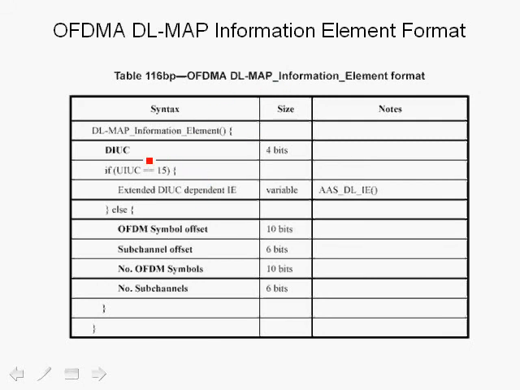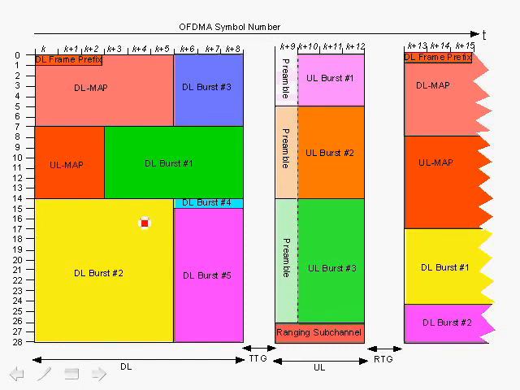This is the format, and basically it's set up as follows. Of importance is the information down here, where the OFDM symbol offset is specified, the subchannel offset is specified, and a number of OFDM symbols used, and a number of subchannels used for the downlink burst, which this information element refers to. Let's go back to the map, the downlink map.